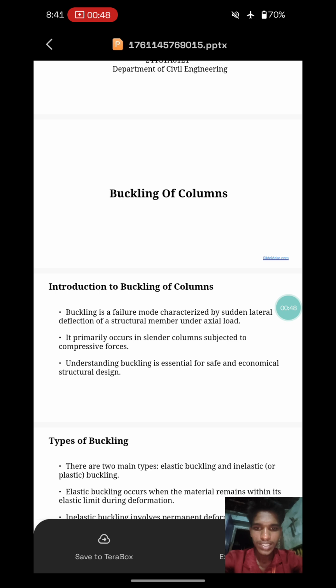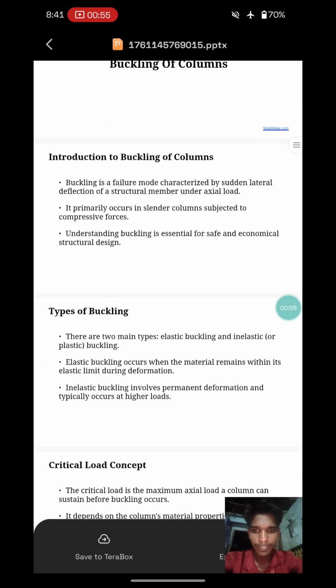Understanding buckling is essential for safe and economical structure design. Types of buckling. There are two main types: elastic buckling and inelastic buckling. Elastic buckling occurs when the material remains within its elastic limit during deformation. Inelastic buckling involves permanent deformation and typically occurs at higher load.